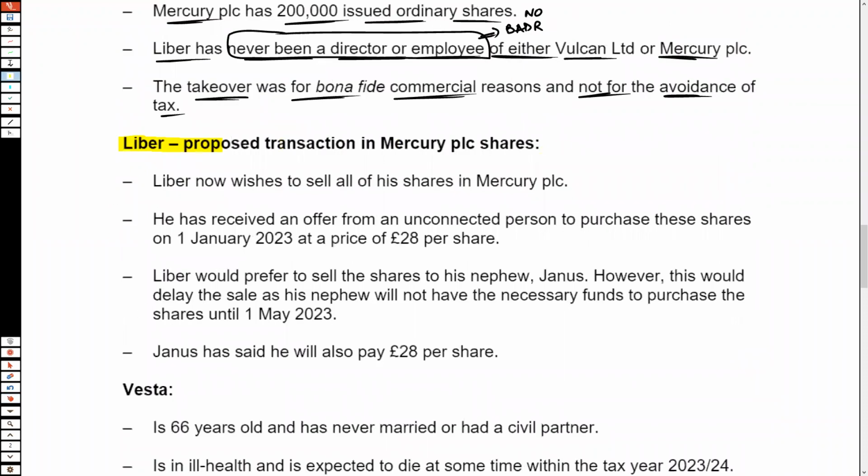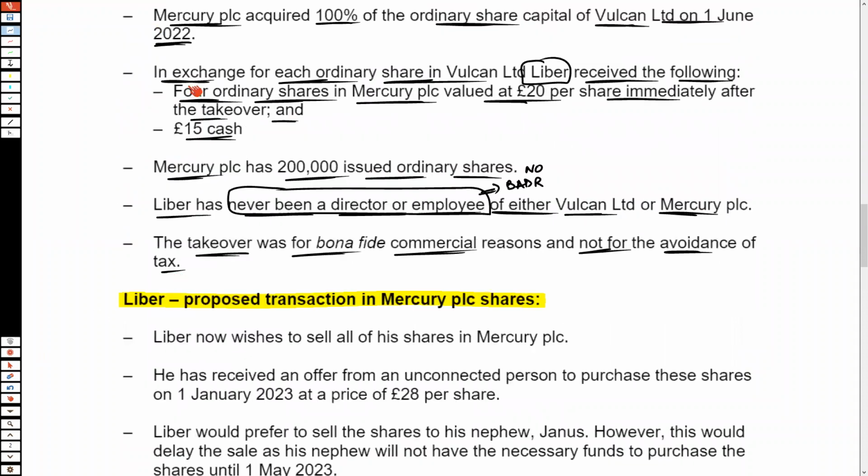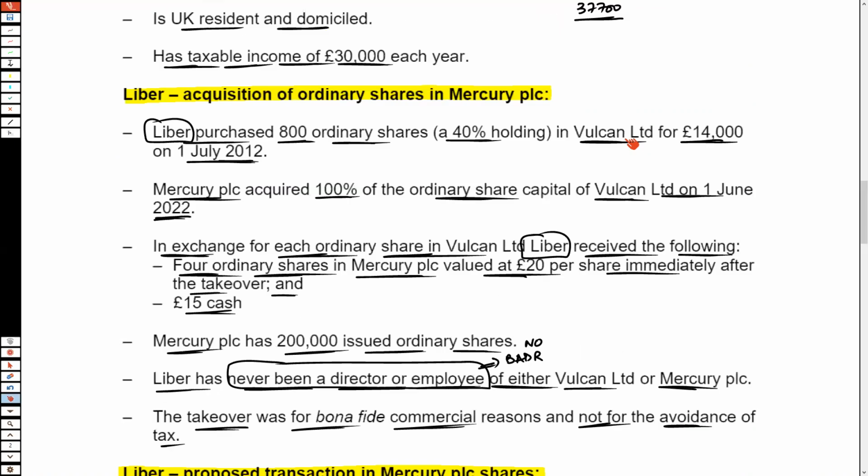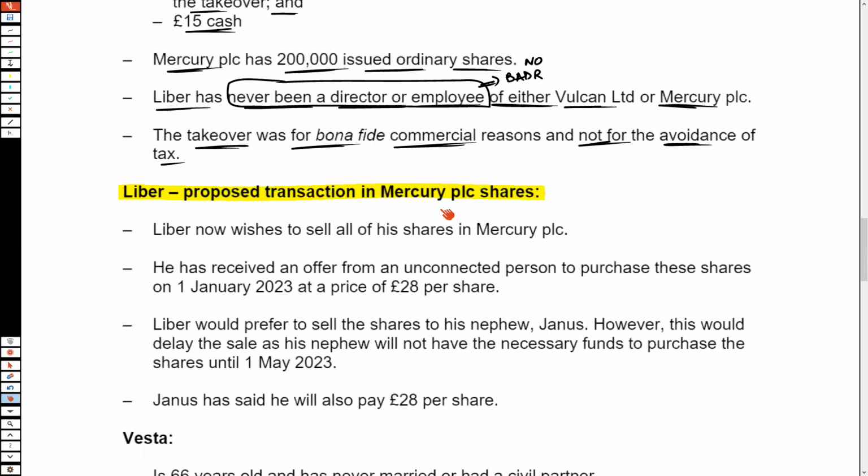You may note one thing: Libor actually purchased a shareholding in V, and is now disposing of the shares of M PLC. Where have the V shares gone? Because against the V Limited shares, he received new shares from Mercury PLC, and now the person is going to dispose of the newly acquired shares which he received at the time of reorganization. He no longer has a shareholding in V Limited. Against V's shares, a new company, Mercury PLC, has given the shareholder new company shares, which are the M PLC shares. Libor's proposed transaction in M PLC shares.